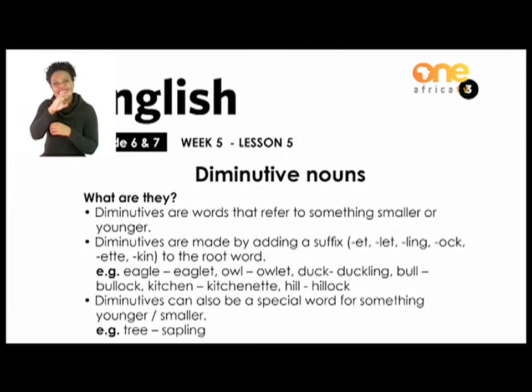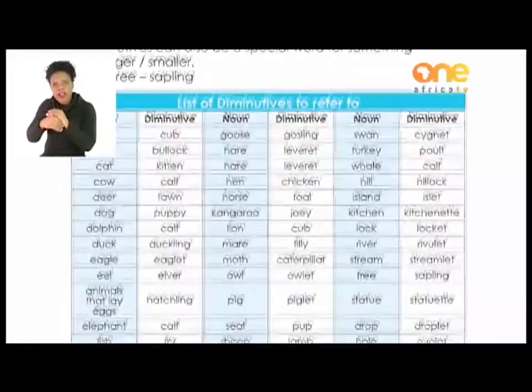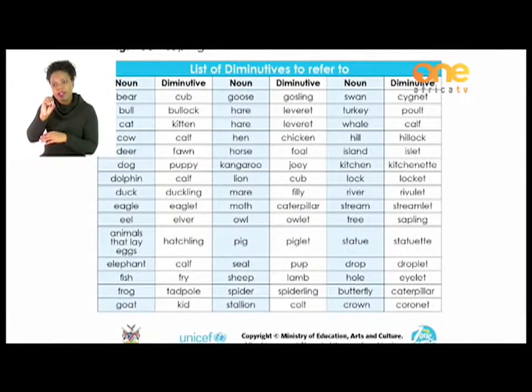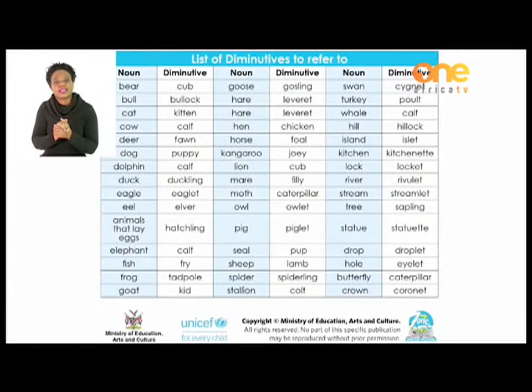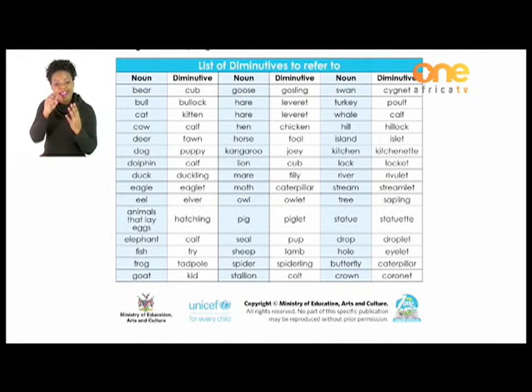Diminutives can also be a special word for something younger or smaller, e.g., tree, we call it a sapling. A small tree is called a sapling. Right, let's proceed. Below there on the same page, we have a list of diminutives to refer to. We want to use this as our dictionary as we do our activities. Each time we will be turning to page 3 and look for the answers. There are quite a number of nouns and their diminutives. For instance, there's beer, cup, goose, gooseling, and then we also have the last ones, which is goat, kid, stallion, colt, crown, coronet, etc.